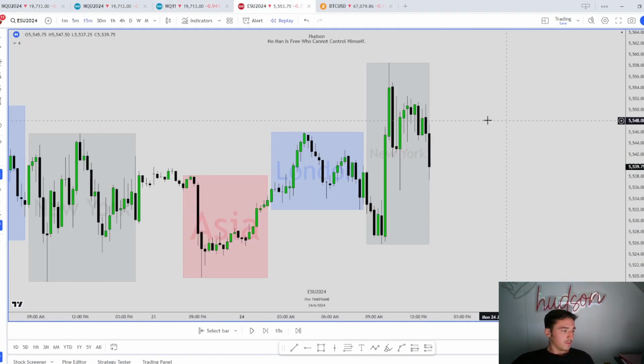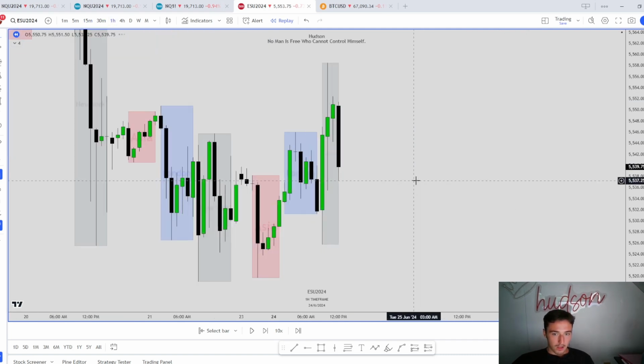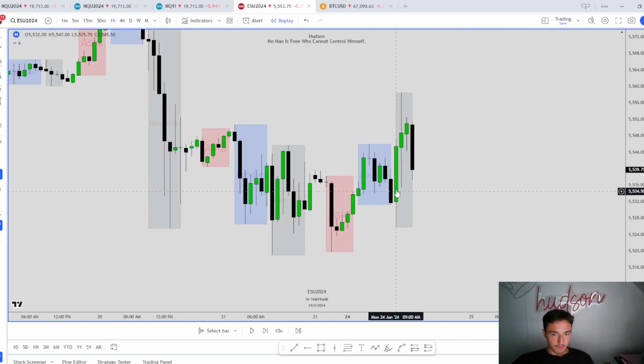So the next one we're going to be going over is the ES, our final one. ES, hourly chart. What did we do? Well, London came down. We are trading into this fair value gap. So the fair value gap is getting traded into. Asia has made the low of the session. If we take a look right here, equilibrium lies directly within this fair value gap.